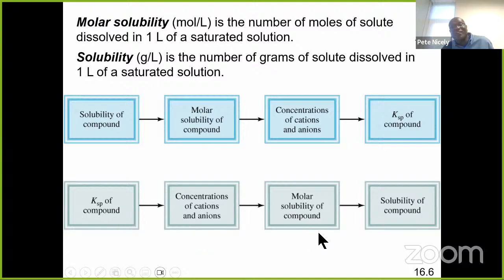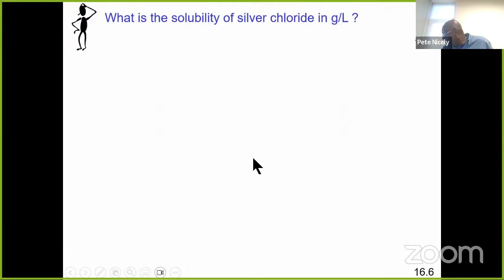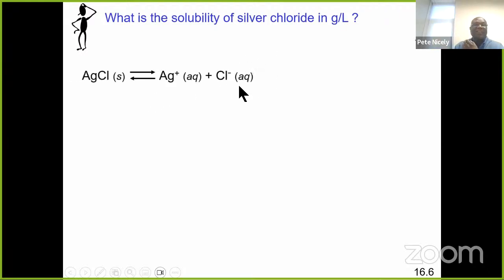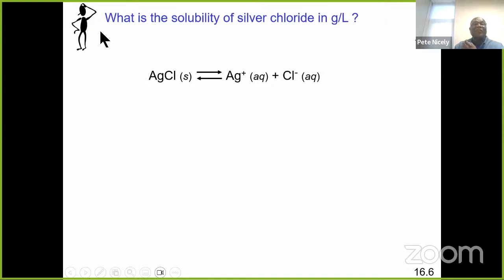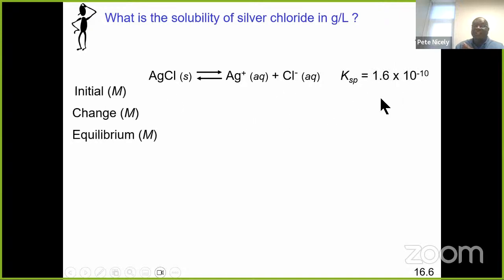So in the assignment that we'll continue to be looking at next week, you're going to see some examples of that type of calculation, such as this one right here. So let me go through this quickly and then we call it a day. The question is asking, what is the solubility of silver chloride in grams per liter? That's a dissociation. This is the Ksp expression or Ksp value.